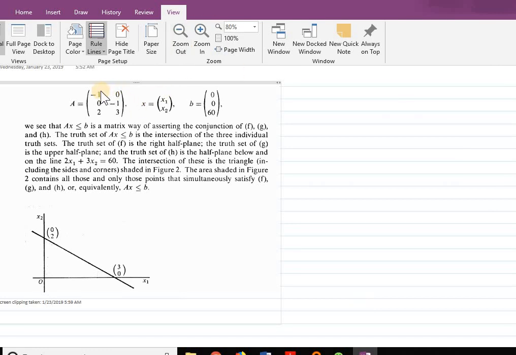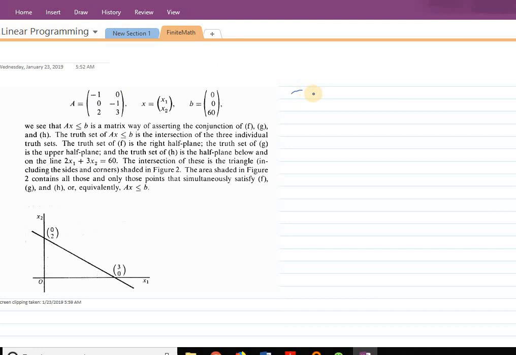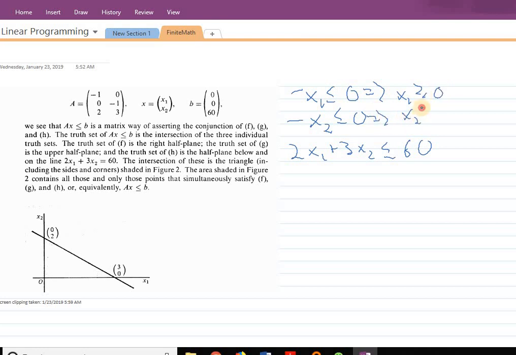So let me just write that out explicitly. This first line is minus x1 plus 0x2, so we'll just write it here. So we have minus x1 less than or equal to 0, minus x2 less than or equal to 0. And then we have 2x1 plus 3x2 less than or equal to 60. Alright, so minus x1 less than or equal to 0, that's the same thing as x1 greater than or equal to 0, x2 greater than or equal to 0. So these are the usual non-negative variable conditions that we've seen before in linear programming problems.